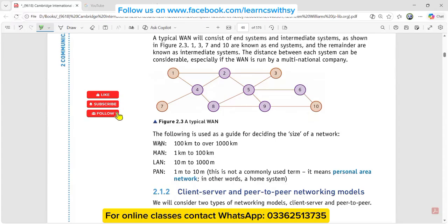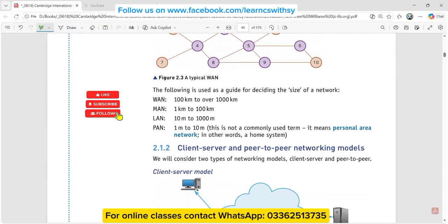And PAN, personal area network, is not a commonly used term, but it is from 1 meter to 10 meters. Mostly the people at home form a PAN or personal area network. Now, this was the second topic that we need to prepare for our papers, a very important one: LANs and WANs. Then we are moving to client server and peer-to-peer.